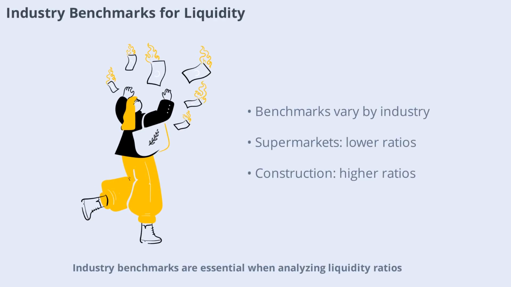Industry benchmarks are essential when analyzing liquidity ratios. What's considered healthy in one industry might be risky in another. For example, supermarkets often operate with lower liquidity ratios due to fast inventory turnover, while construction firms may need higher ratios because of longer project cycles. Always compare a company's ratios to relevant industry averages for meaningful insights.